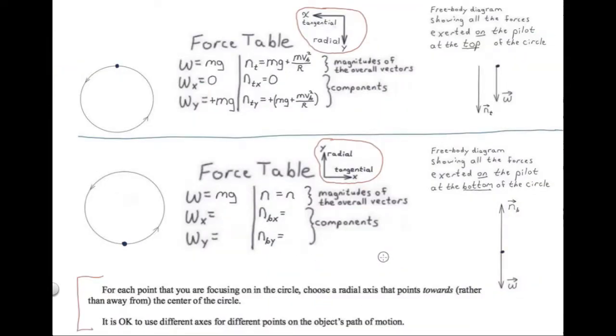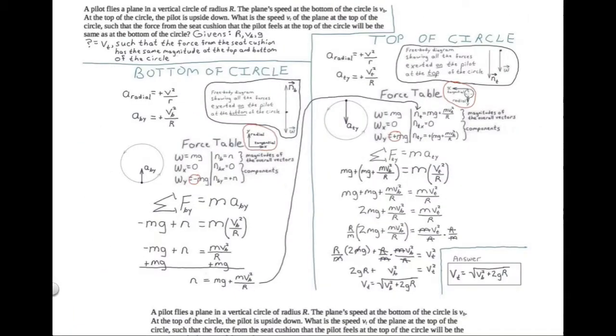This is the first problem in this series for which it was helpful to choose two different sets of axes for different points along the path of motion. For each point that we're focusing on in the circle, we want to choose a radial axis that points towards rather than away from the center of the circle. So we needed two different sets of axes, one for the bottom of the circle and one for the top of the circle. It is okay to use different axes for different points along the object's path of motion. Based on the axes that we've chosen, at the bottom of the circle, w sub y is negative, but at the top of the circle, w sub y is positive.